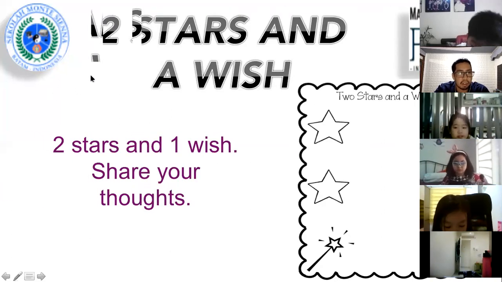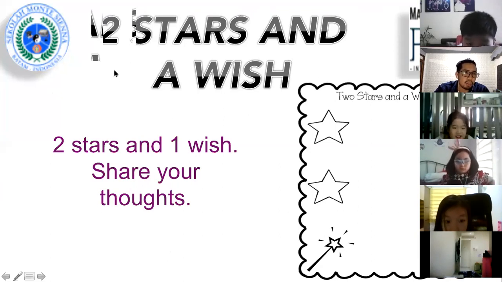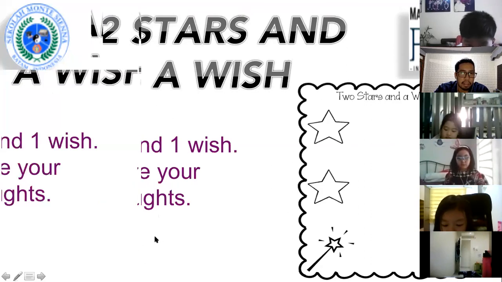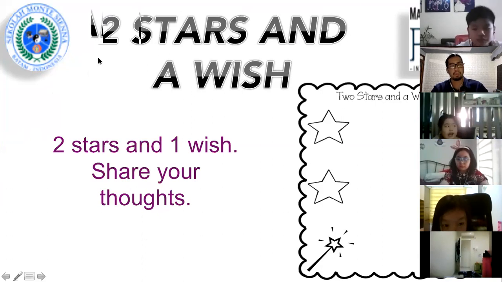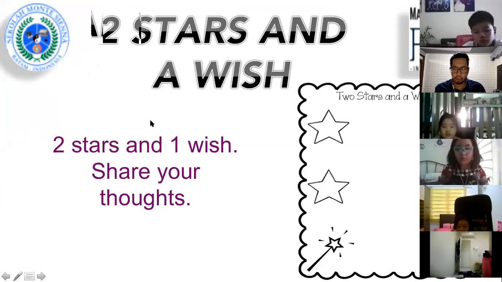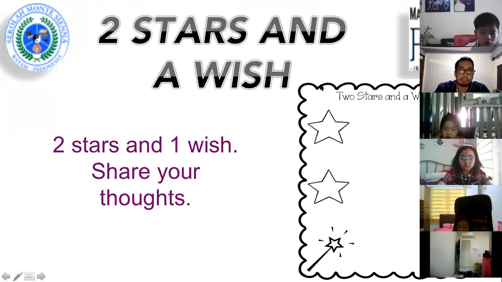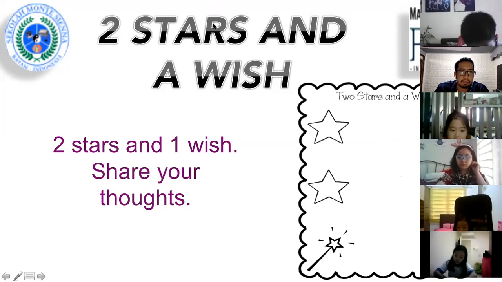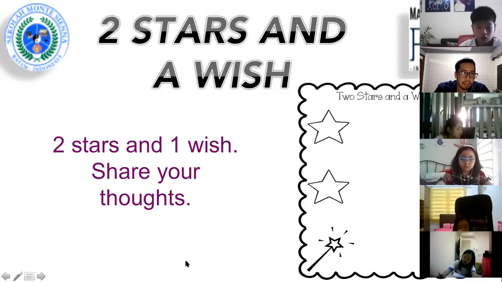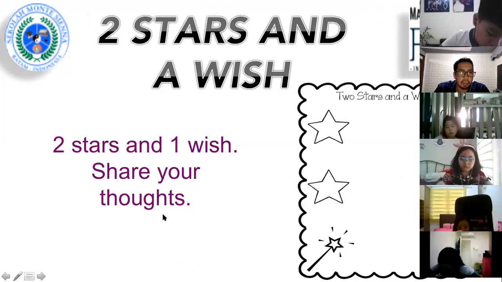So I'll just read the answers here. 1 wish, good at math. How about the 2 stars? You can message me your answer here. 2 stars and 1 wish. My first star is rounding number. My second star is rounding down. And then my wish is to be good at rounding numbers. Only Ricardo participated with our activity, two stars and a wish. You may message me your answer if you're too shy to share it with your classmates.